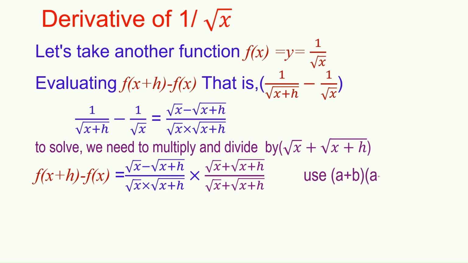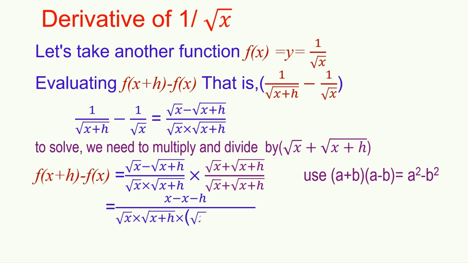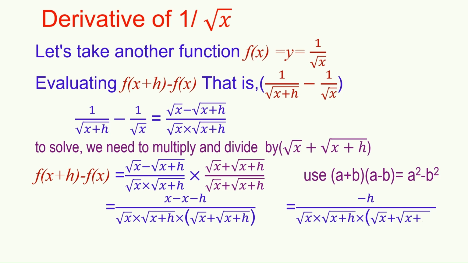Use the identity a plus b times a minus b equals a square minus b square. Therefore, equals x minus x plus h whole divided by square root of x times square root of x plus h times square root of x plus square root of x plus h, equals minus h whole divided by square root of x times square root of x plus h times square root of x plus square root of x plus h.